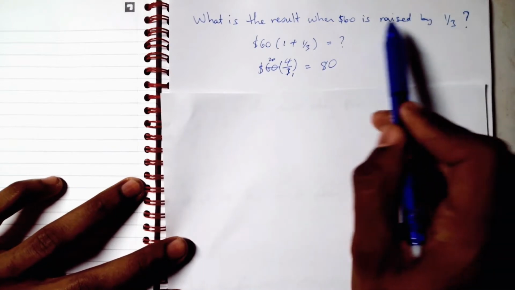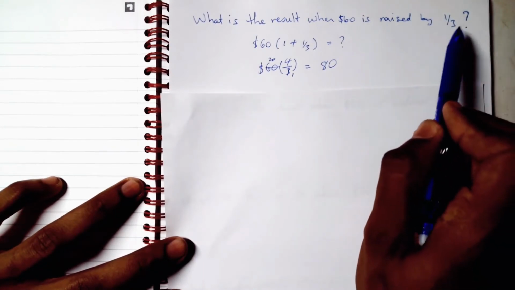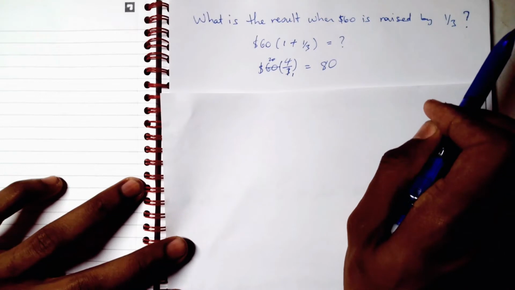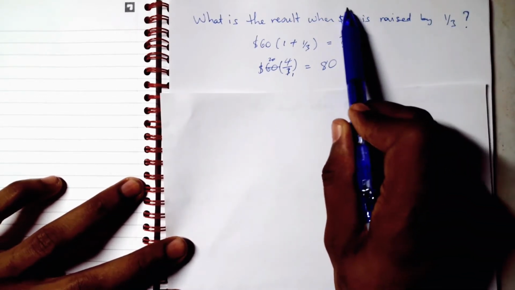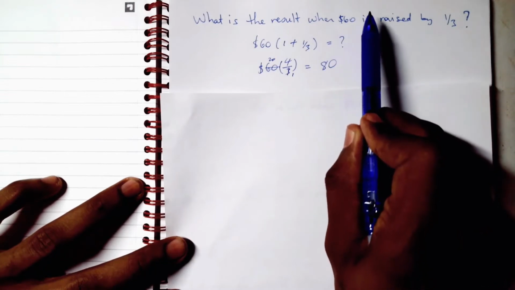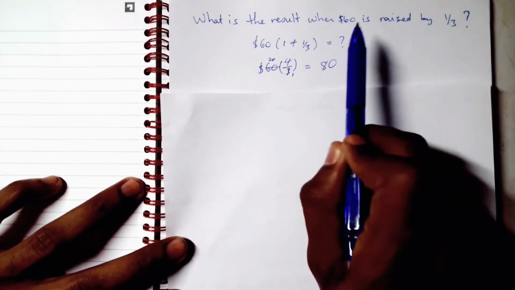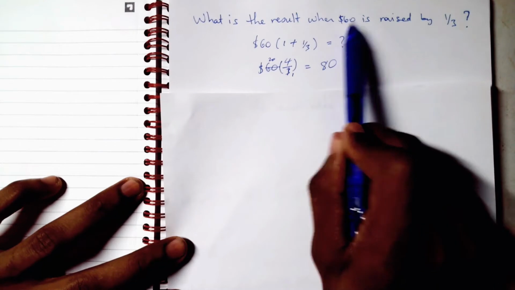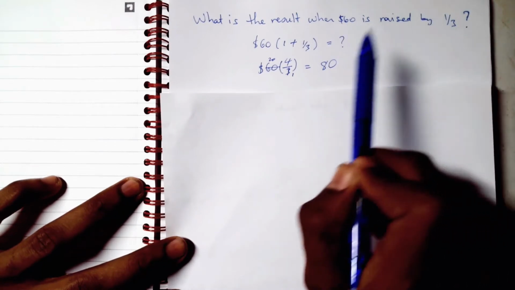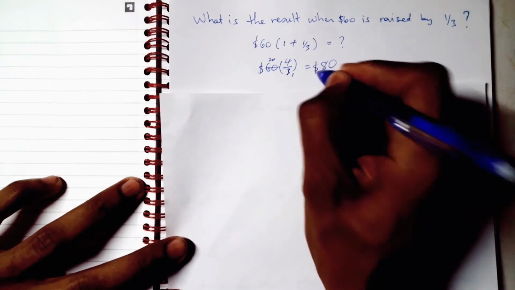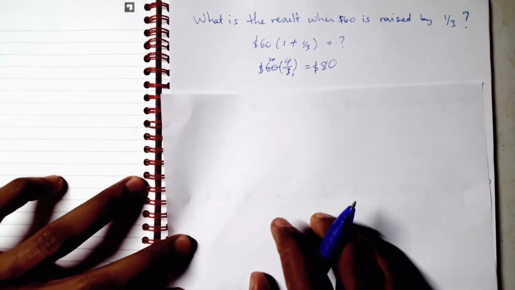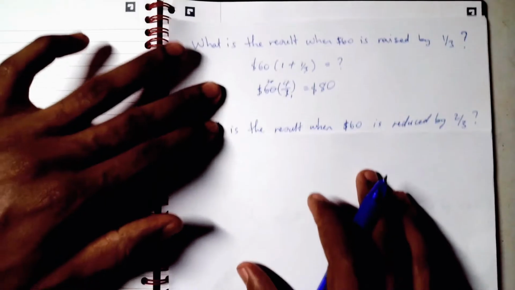A third of 60 is what? A third of 60 is 20. A third of 60, because what's a third? When you divide 60 by 3, you get a third, which is 20. If you increase 60 by a third, which is 20, you get $80. All right? Very good. Next question.